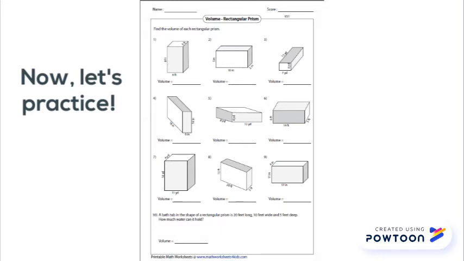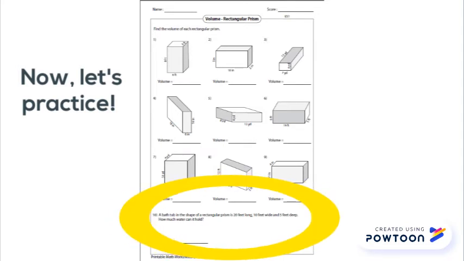This is independent work, but I will be going around the classroom to help anyone who has any questions. The very last question is a challenge question. I would like everyone to try their best to answer it and draw out the length, the width, and height of the shape that is described in the word problem.